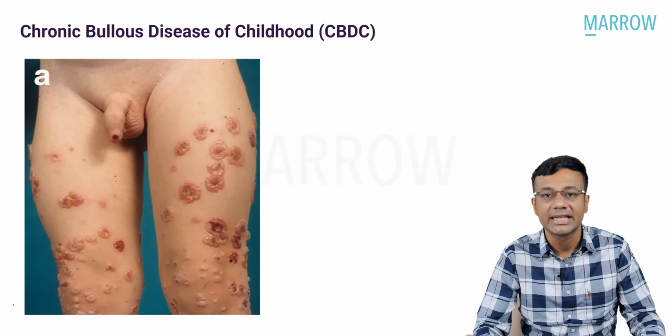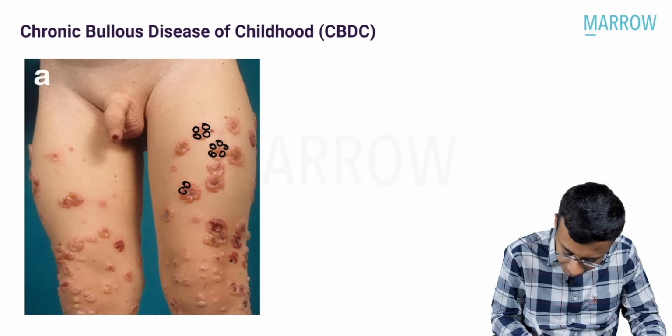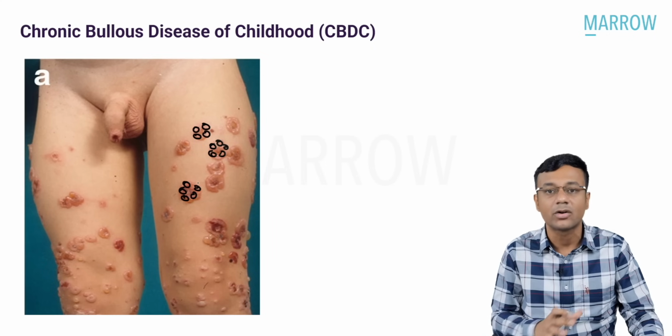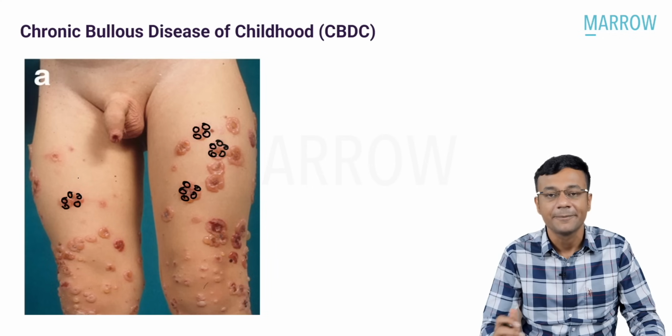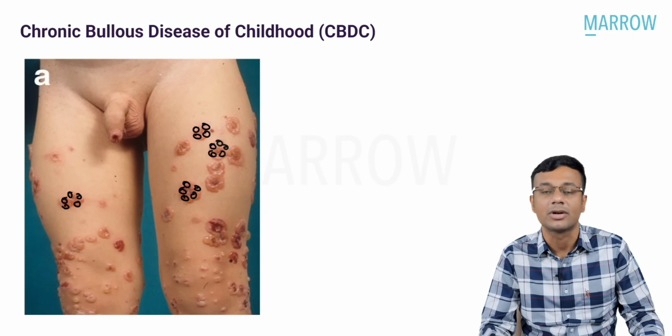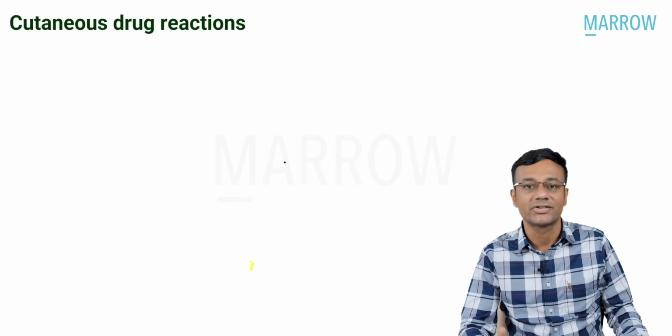Next, now we look at the clinical presentation of CBDC. So you can see multiple tense vesicles which are arranged in an annular pattern. You can see this annular means ring-like configuration. So this ring-like distribution of vesicles and bullae is referred to as cluster of jewels, also known as string of pearls appearance. We move on to the next chapter on cutaneous drug reactions.